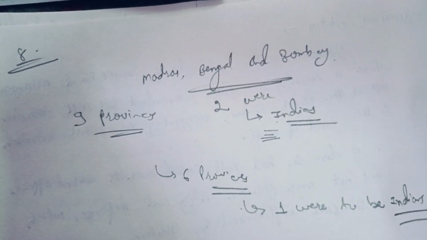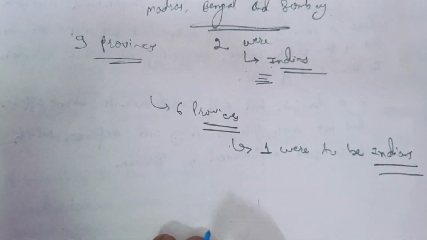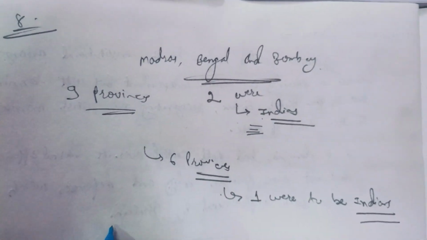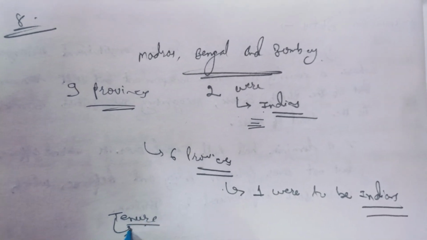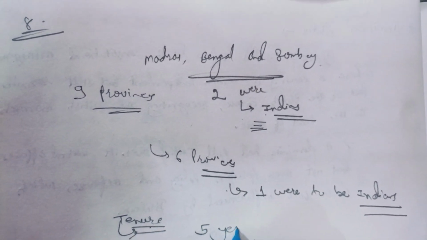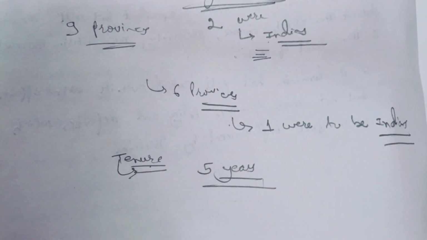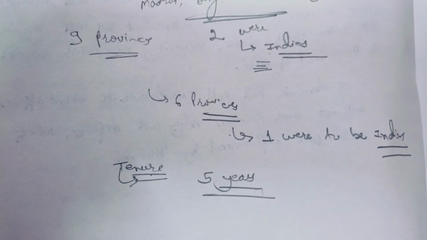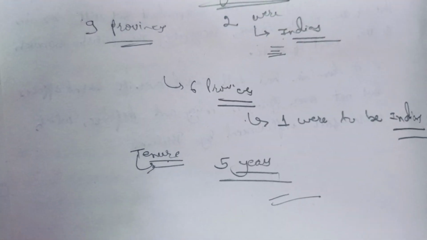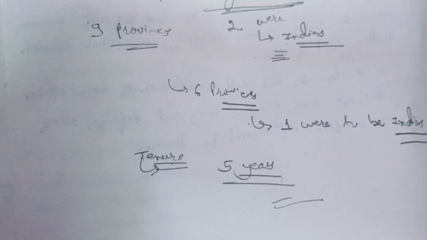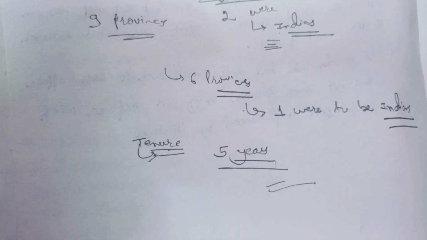So these members were to be nominated by the King of England on the recommendation of the Secretary of State, and their tenure was of 5 years. So a provincial executive member had a tenure of 5 years, and all the ministers of provincial executives were to be Indians, and their numbers were not fixed.